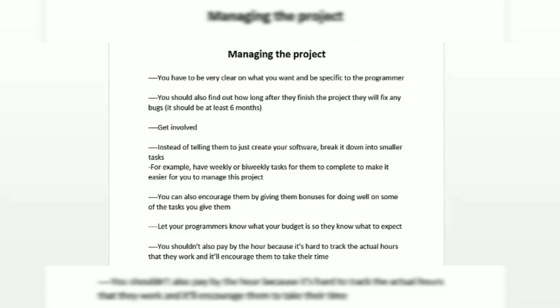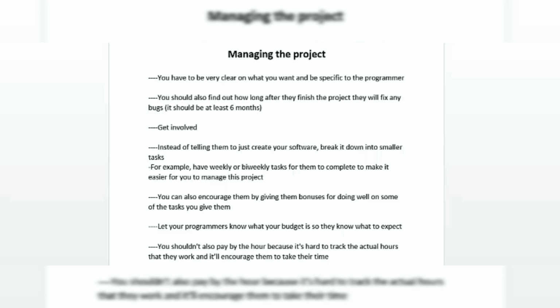Another thing you want to do when you're creating a software product is not to just outsource everything to the programmer and then just be hands off. I mean, you really have to get involved and get your hands dirty if you really want this to be a successful software product. Okay, and instead of just telling them to create your software product, you should break it down into smaller tasks so that it's easier to work on, and it'll be better for you to monitor the progress of your software product.